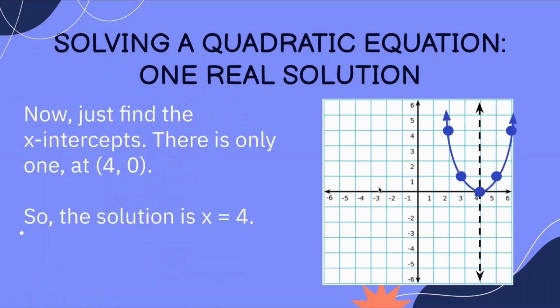And now all you have to do to answer the problem is find the x-intercepts. So again, the x-intercept is just where your parabola crosses the x-axis. In this case, we only have 1 point instead of 2 points that cross our x-axis, and that happens to be our vertex, (4, 0). So since you can only find 1 point that crosses your x-axis, your only solution would be x equals 4.